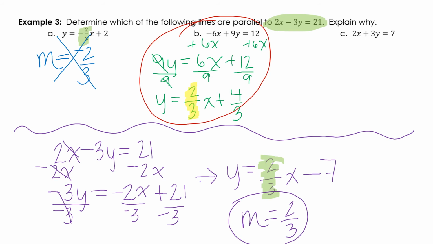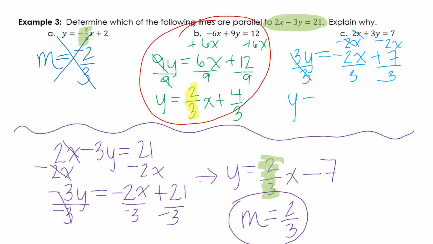Now let's look at C. C is also in standard form, so we're going to need to rearrange it. So we're going to move the 2x over by subtracting it. Got to do the opposite. That gives us 3y equals, write the -2x first and then the 7 last. Now divide everything by 3 and simplify when possible. -2/3 does not simplify. 7/3 does not simplify.